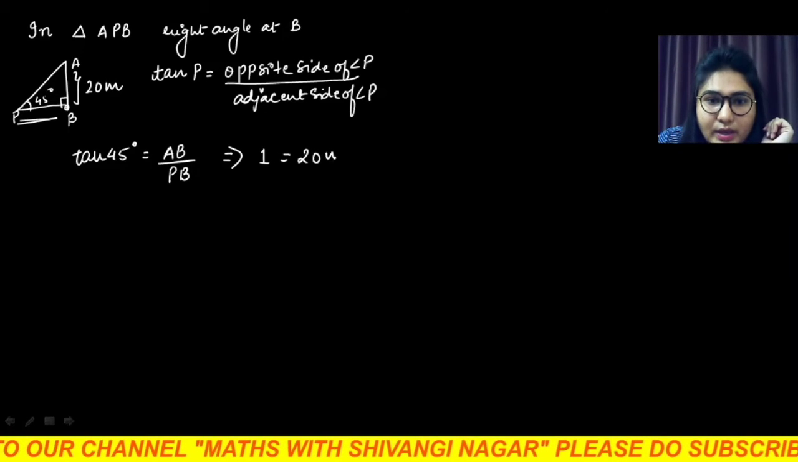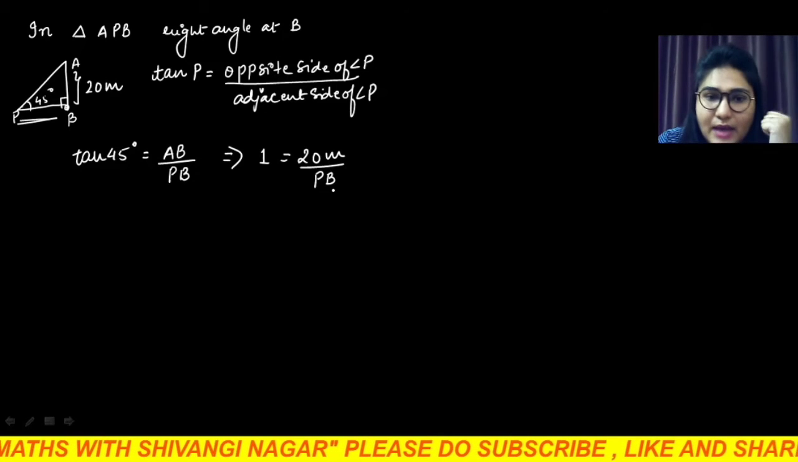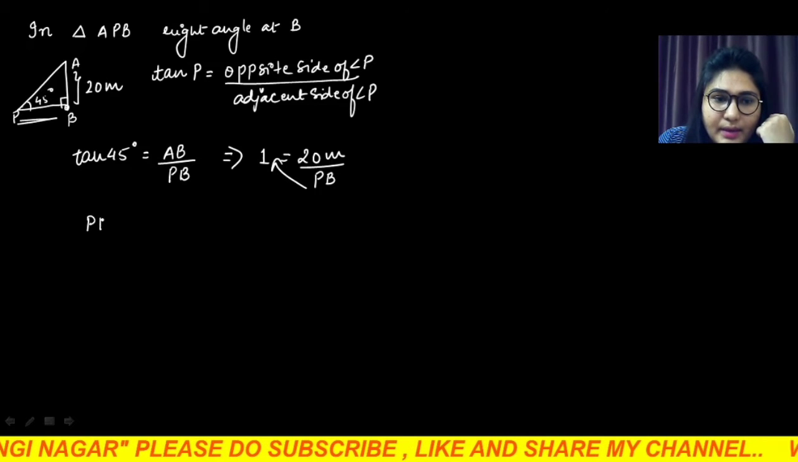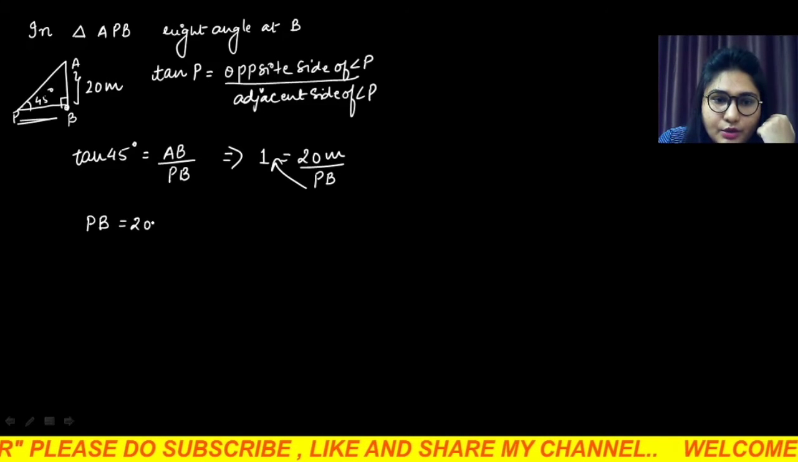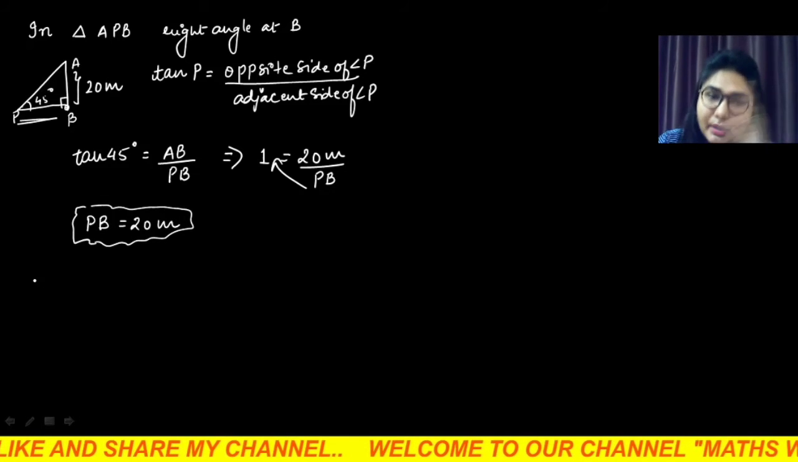AB is 20 meter and PB is as it is, because PB we need to calculate. So if you cross multiply it, what we will be getting here? We will be getting here PB is equals to 20 meter. Now this is ready. Now we will consider that bigger triangle.